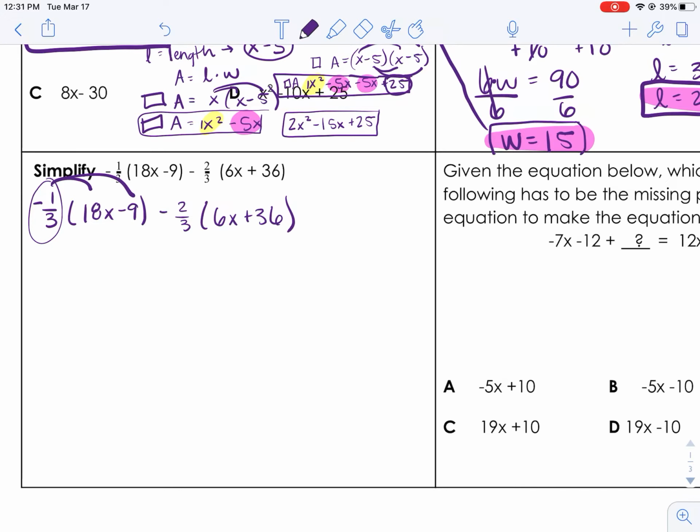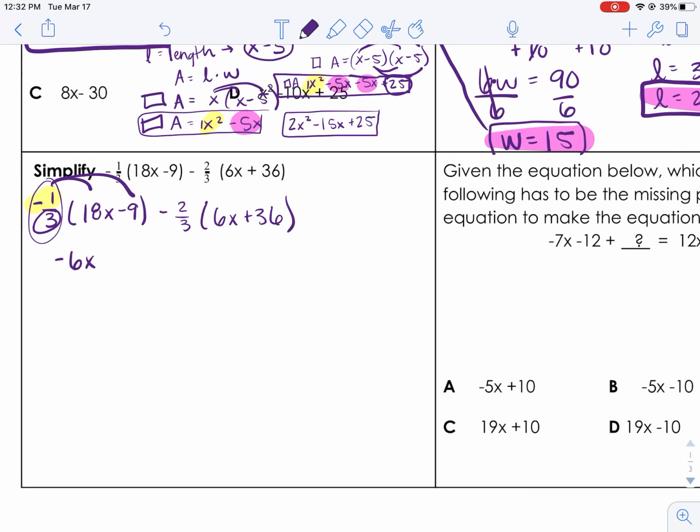So I'm going to say, what is my top number? Well, here my top number is negative 1 times 18x is going to be negative 18x. And then I'm going to divide that by the bottom number, 3. So negative 18x divided by 3, negative 6x.